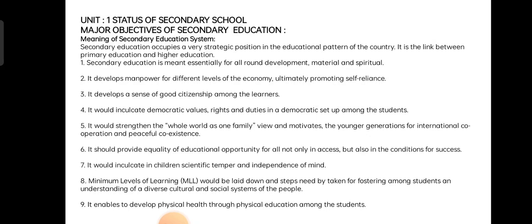You're preparing the students. Fifth point. Sixth one, it provides equality of educational opportunity for all, not only in access but also in the condition for success. So you should write this point. And the last one, minimum levels of learning would be laid down. First you should understand that the students should at least have a secondary education certificate. At least they should complete the secondary education.